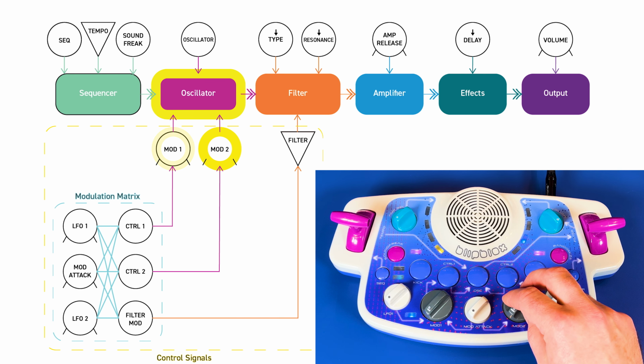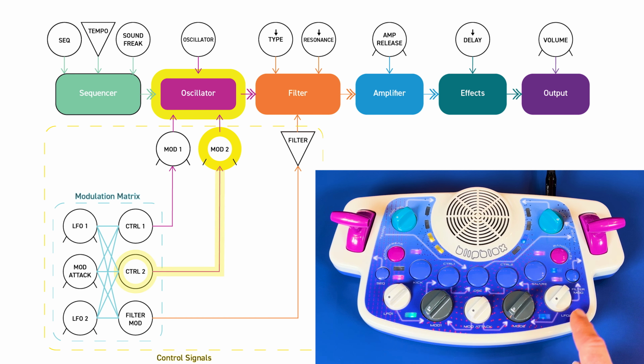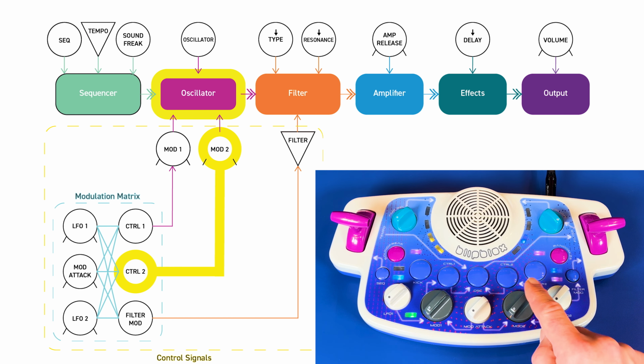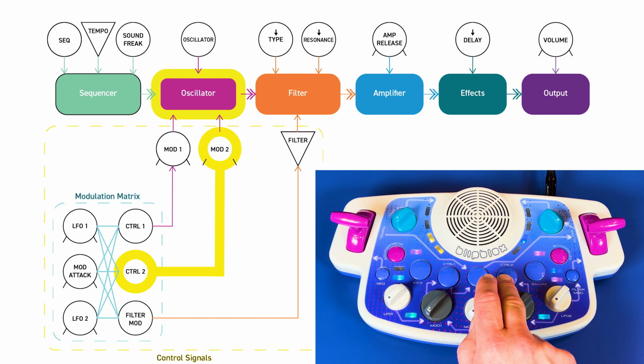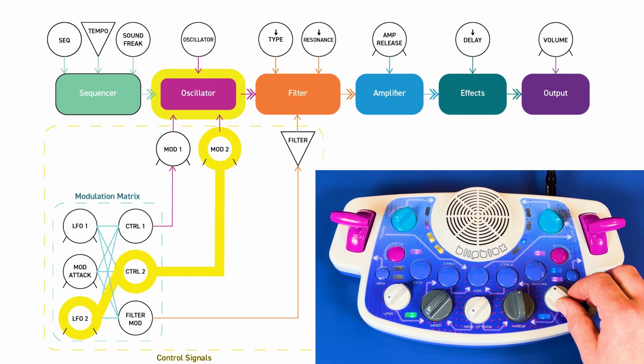So this is the Mod 2 control. This is just the knob that's controlling the oscillator, but you can also use the Control 2 button to select a modulator, such as LFO2, to control this modulation. So now we turn the Mod 2 up, and we'll increase the speed of the LFO.